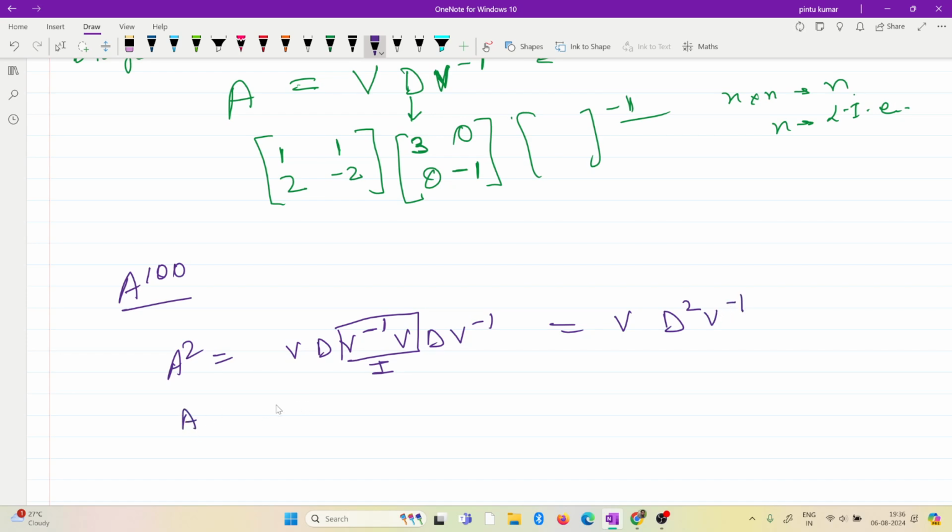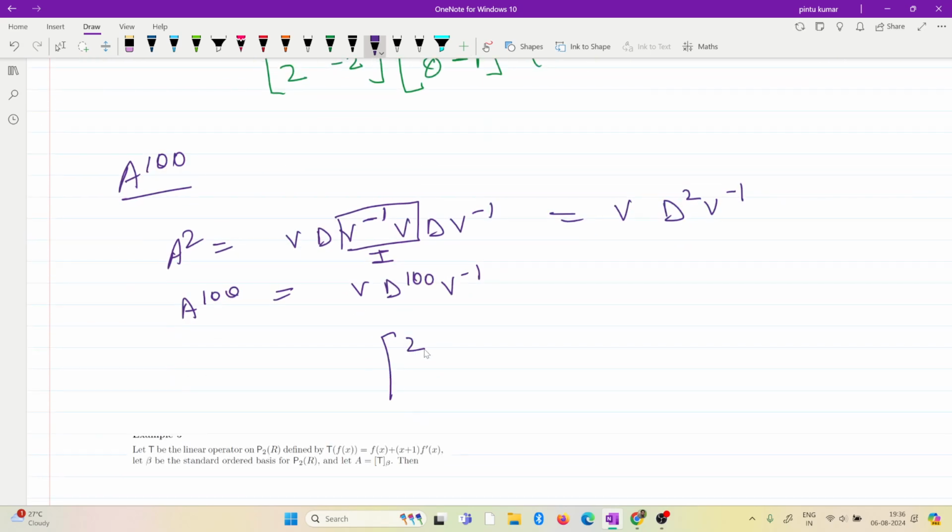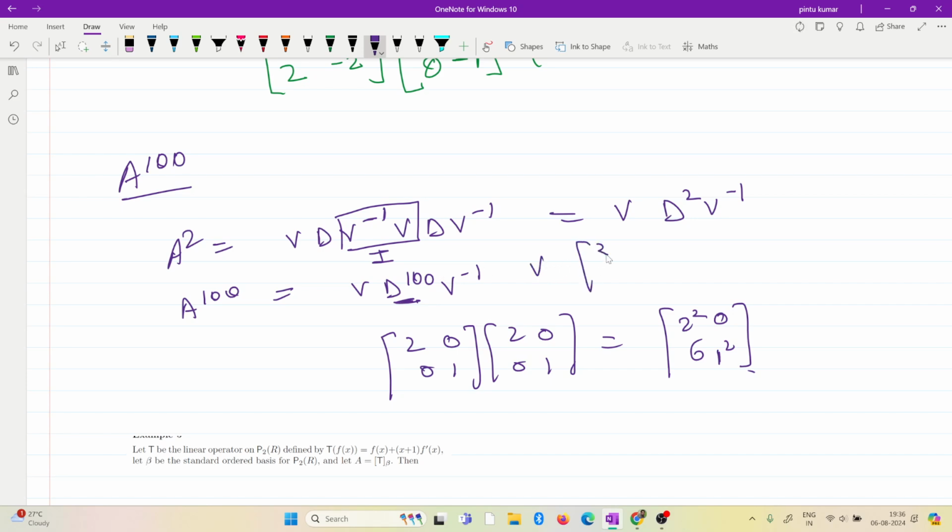Similarly, you can expand A to the power 100 and write it as V D to the power 100 V inverse. Now for a diagonal matrix, let's say your matrix is 2, 0, 0, 1. If you multiply it with another diagonal matrix, what you will obtain is 2 squared, 1 squared, 0, 0. And for a diagonal matrix, if you raise it to the power 100, you will just have the diagonal entries raised to the power 100. So this would be V, this would be 3 to the power 100, 0, 0, and I think it was -1 to the power 100. Okay. So taking powers of a matrix becomes very easy when you are able to diagonalize it.